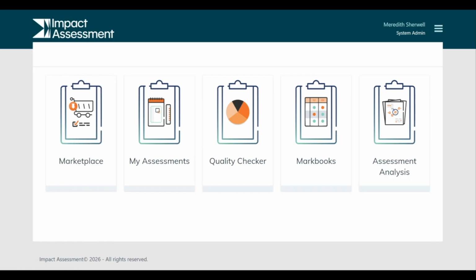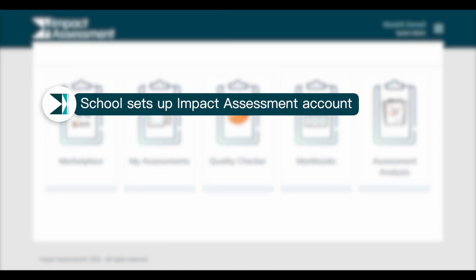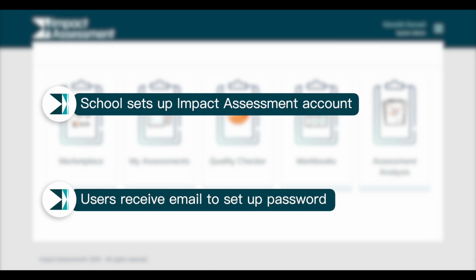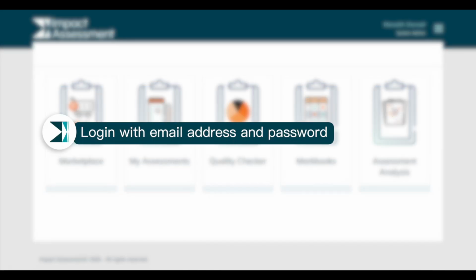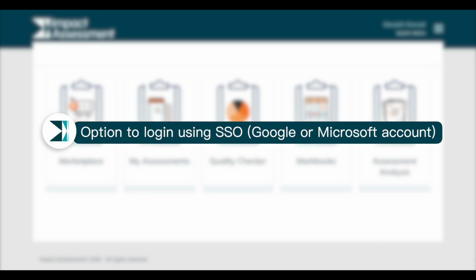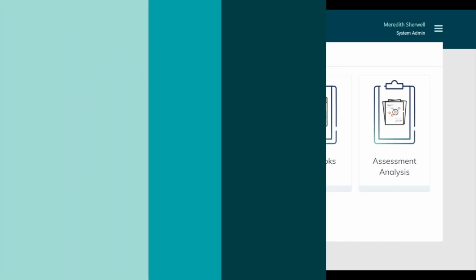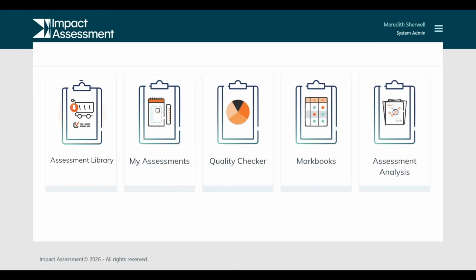Now, when your school or system creates an Impact Assessment account for you, you'll receive an email invitation asking you to set up a password. Once you've completed this step, you can log in using your email address and password on the Impact Assessment login page. If your school uses a single sign-on, you may also be able to log in using your Microsoft or Google account. After logging in, you'll arrive at the Impact Assessment dashboard. That's what you can see on the screen right now.